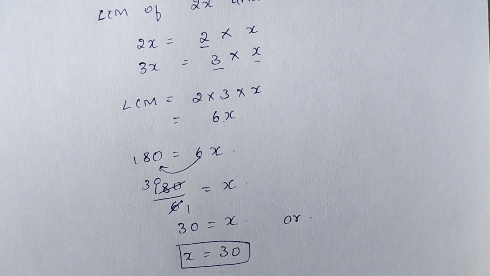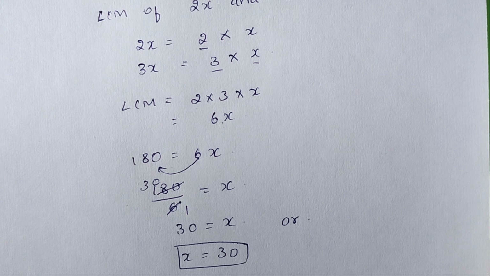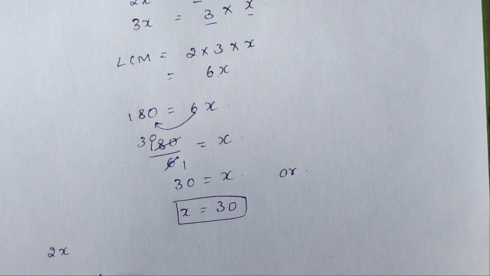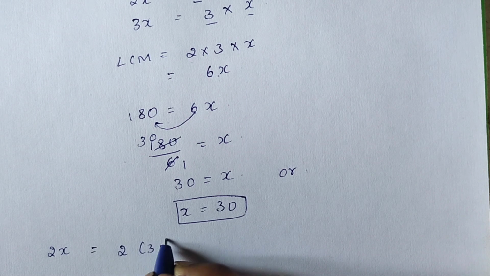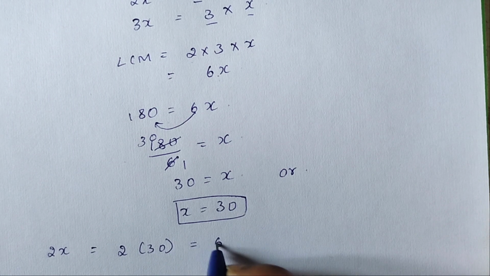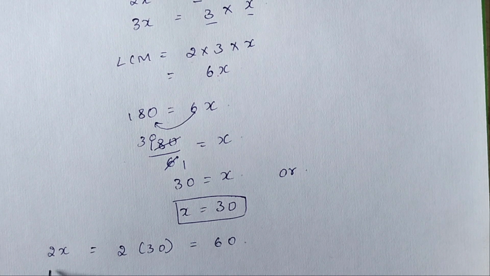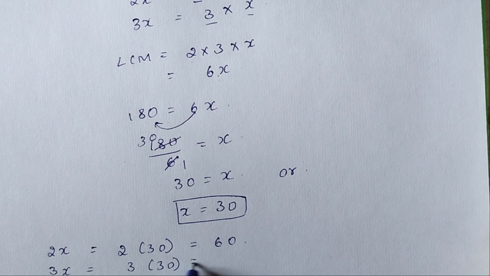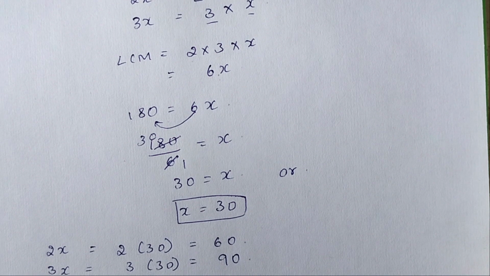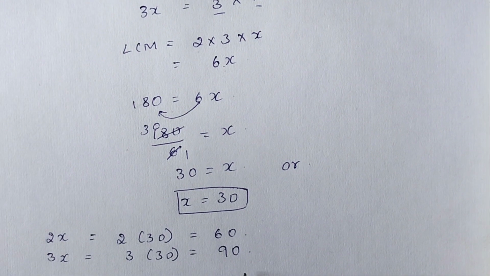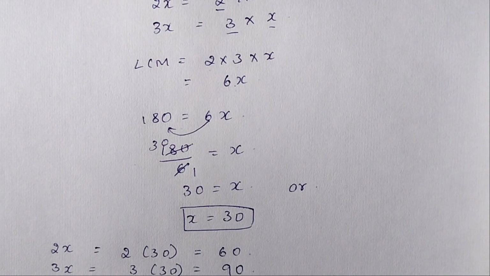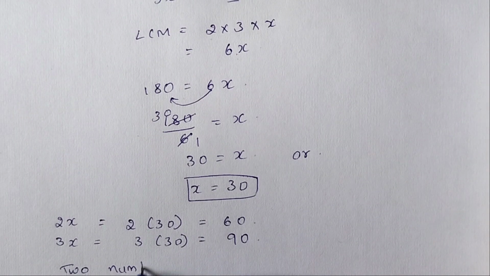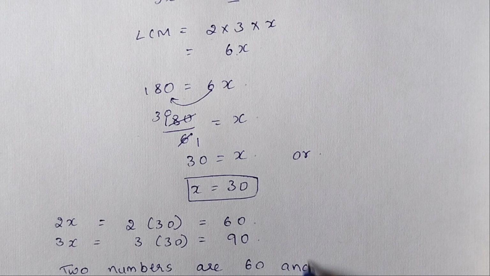Now it is easy for us to find the numbers. The numbers were 2x and 3x. The first number 2x becomes 2 into 30, which is equal to 60. The second number 3x is 3 into 30, which is equal to 90. Now the two numbers are 60 and 90.